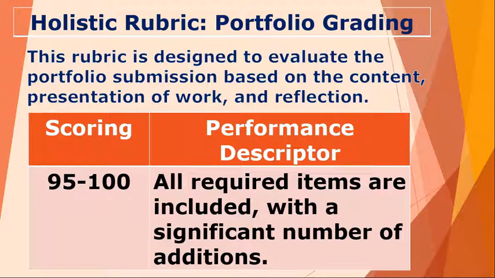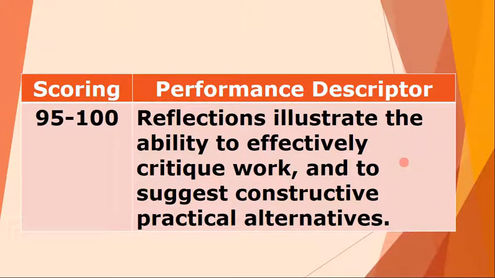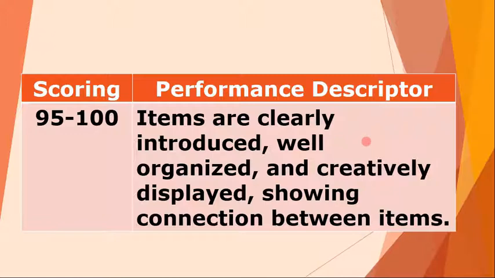95 to 100: all required items are included with a significant number of additions. Items clearly demonstrate that the desired learning outcomes for the quarter have been achieved. The learner has gained a significant understanding of the concepts and applications. Still on the 95 to 100 score, reflections illustrate the ability to effectively critique work and to suggest constructive, practical alternatives. Items are clearly introduced, well organized, and creatively displayed, showing connection between items.